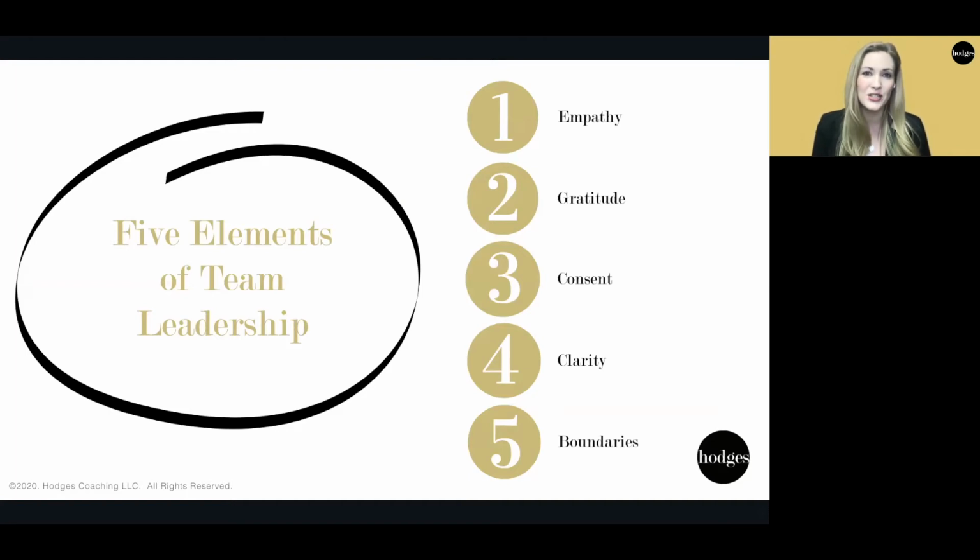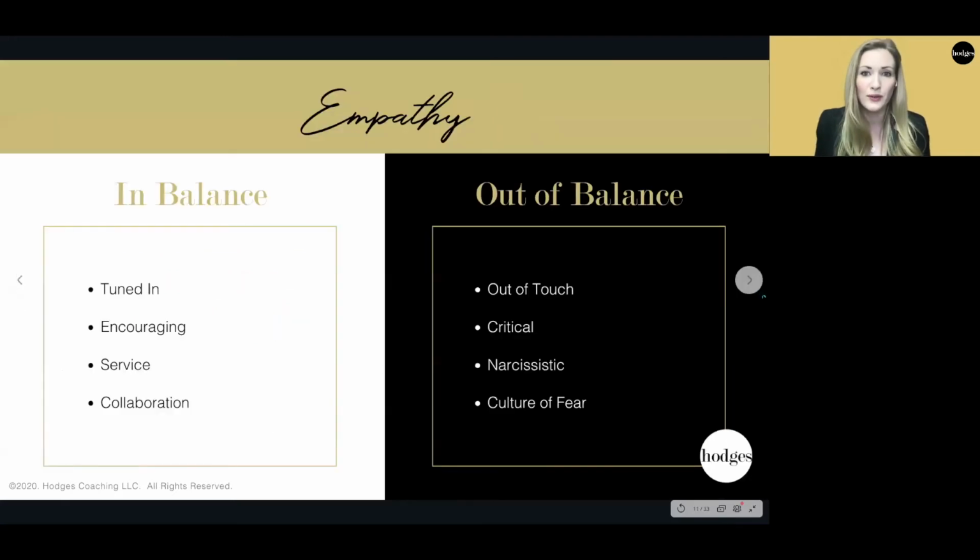We're going to dig into what it means for our purposes to help facilitate the rest of these elements of team leadership. Because then we have gratitude, consent, clarity, and boundaries. Now, I know consent is kind of a hot button word as well. We're not talking about sexual harassment, okay? Although, if we do have an environment, a culture of consent, things like sexual harassment will happen few and far between. It's just truth. Okay.